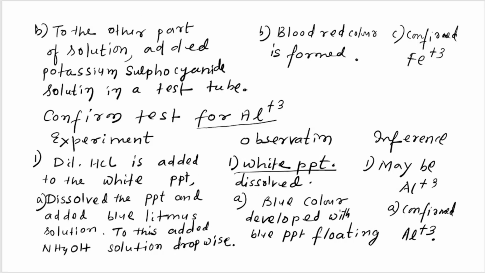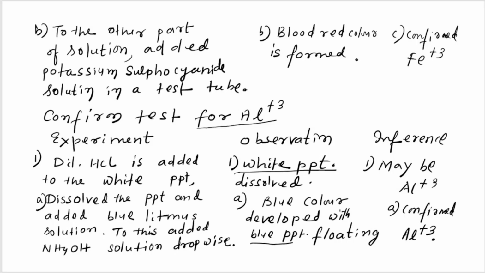Then after, you will check here. What is that? Dissolve it, and a blue color develops with blue precipitate floating. That means it is not a simple solution. Here a blue color solution is there, and in the middle part of that solution you can find blue precipitate floating. You can imagine, if it is blue color solution with blue precipitate floating, it should confirm Al+3.